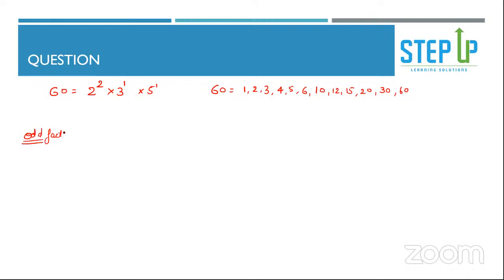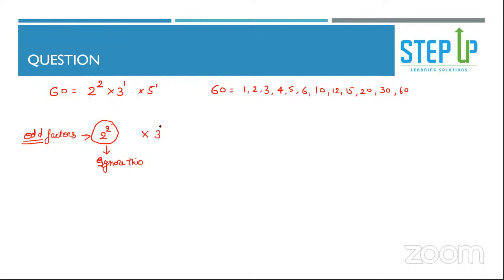Now, when they are asking you to calculate odd factors, what you do is ignore this part completely. Ignore this 2. The entire 2, you ignore it. Because if even a single 2 is there in the multiplication, it will give you an even number. But they are asking you about odd numbers. So we'll ignore this 2 part completely.